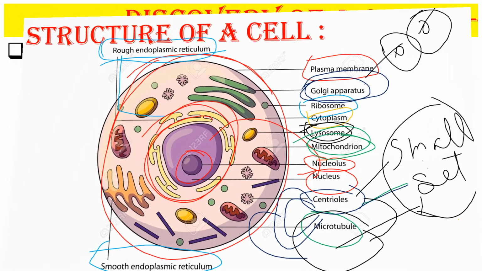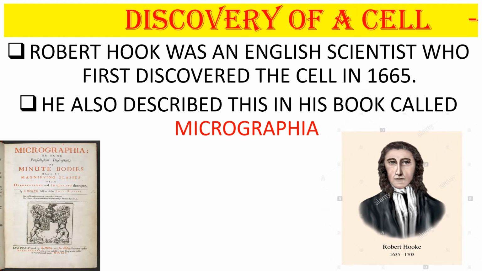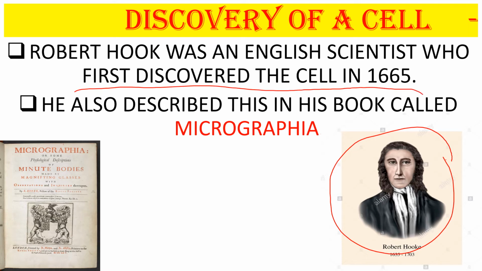that is the discovery of the cell. Most of you know the discovery of the cell. Who discovered it? Our great English scientist Robert Hooke first discovered the cell in 1665. He also described this in his book called Micrographia. Micrographia.